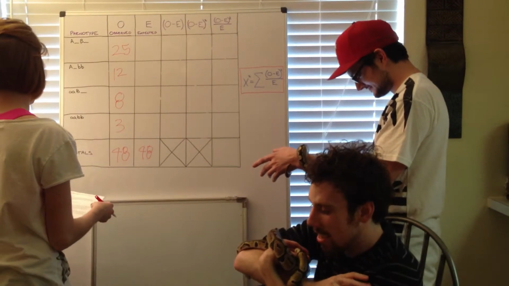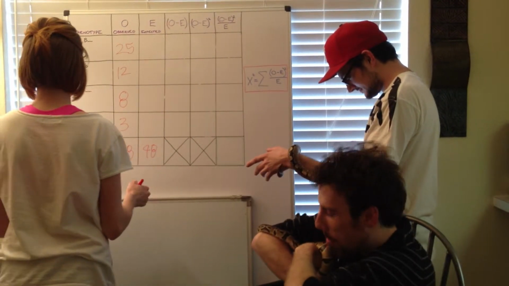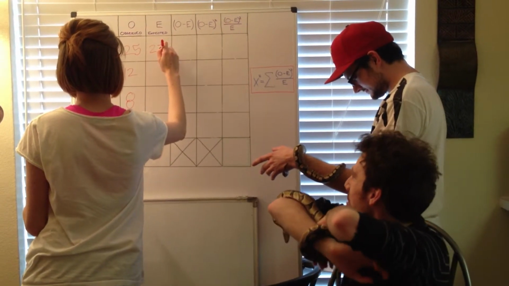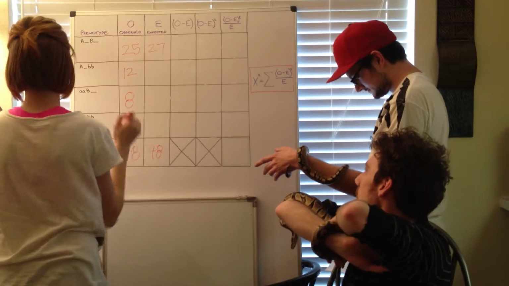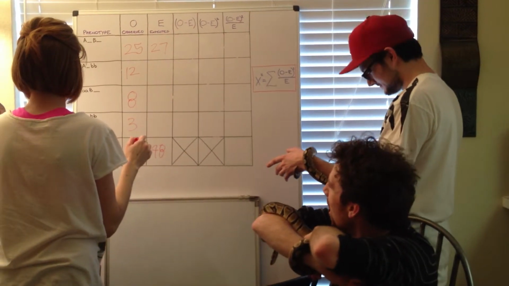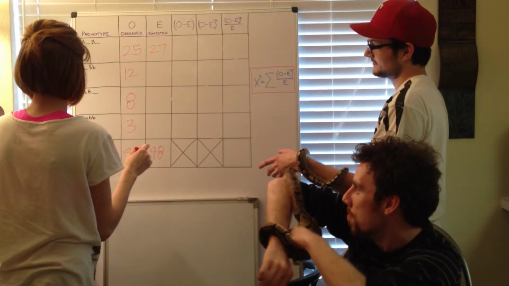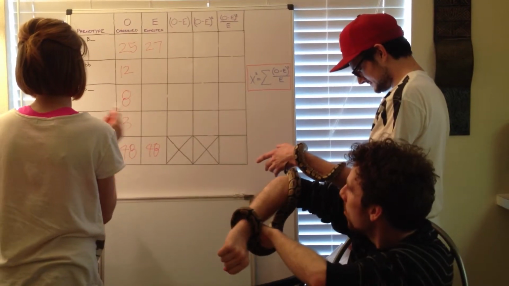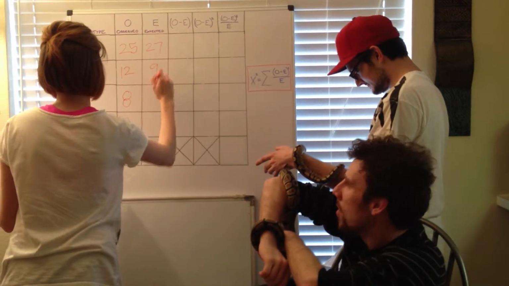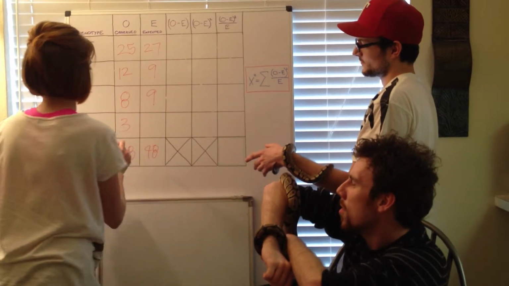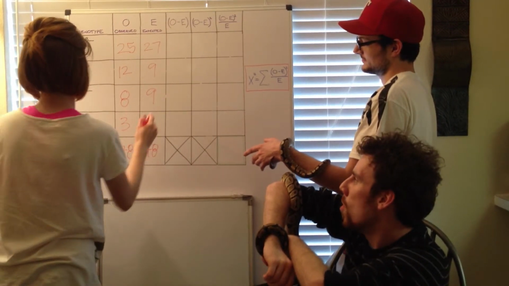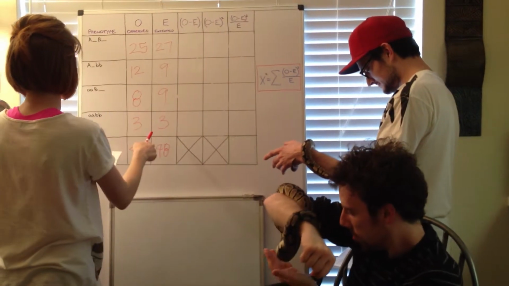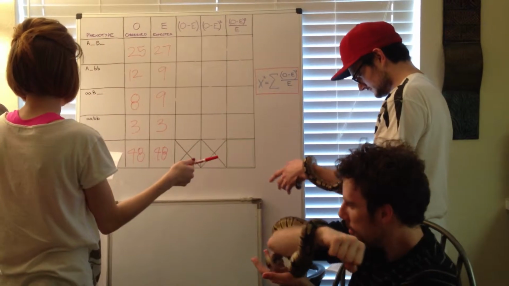And then 9 times 3 would be 27, but maybe we're getting ahead of ourselves. What would be the next one? 3 times 3? 3 times 3. Yeah, 9. And then 3 times 1, that would be 3. Awesome. So we get these as the expected values, and then we just complete the math.